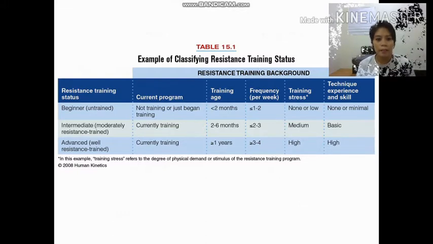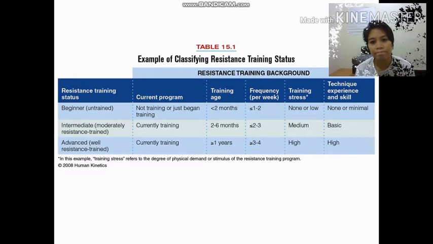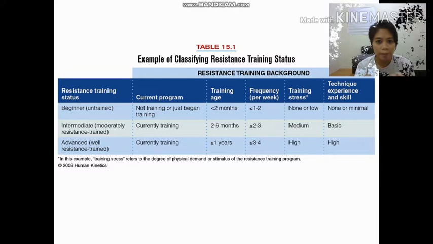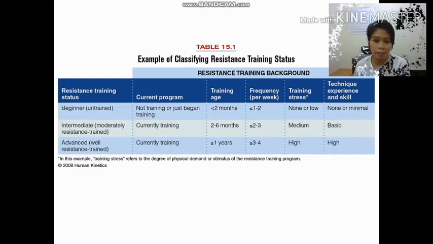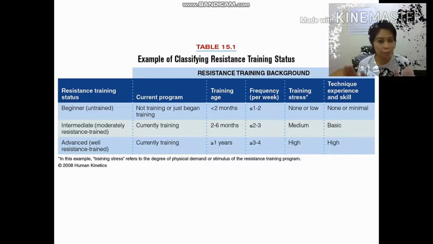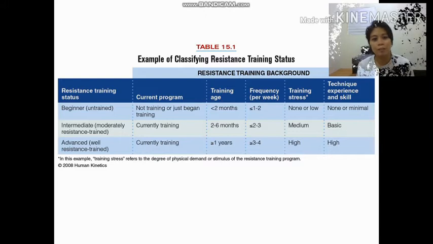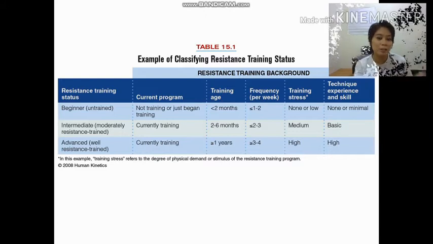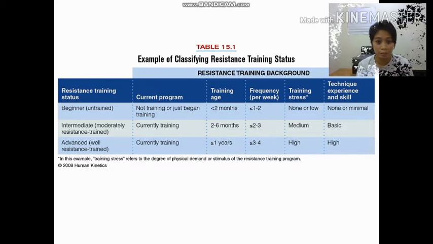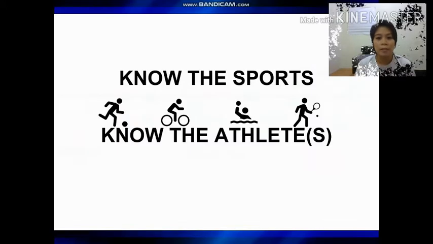Beginner. How do you know it's beginner? If the training age is less than 2 months. If they are intermediate, 2 to 6 months, and advanced, more than 1 year. Athletes may be well trained as athletes, but in terms of resistance training background, in conditioning, sometimes they're not familiar. If they're not familiar with that, we can consider them a beginner in conditioning, not in their athletic nature. Their world is only conditioning, right?